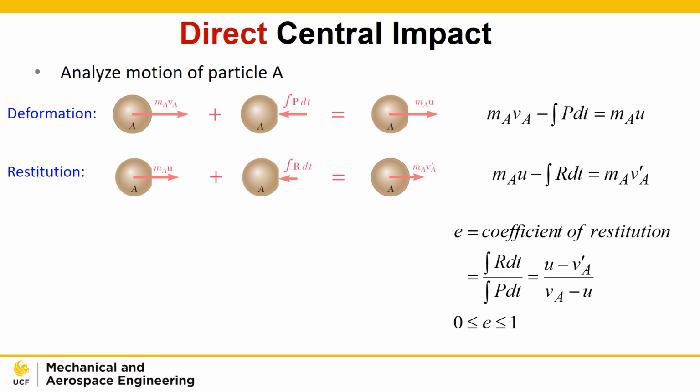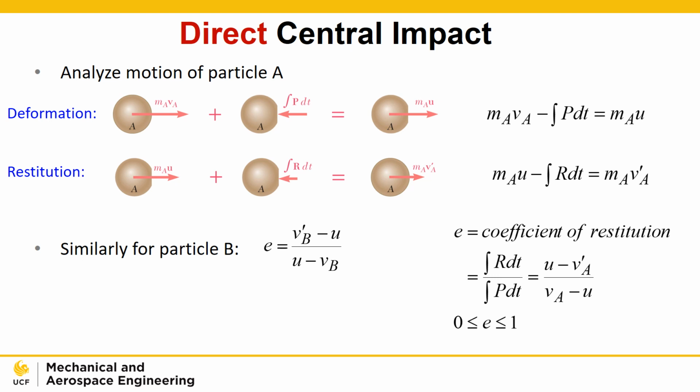From the equations of impulse and momentum during the deformation and restitution phase, we can also write down that E is equal to U minus VA prime over VA minus U. If we do a similar analysis on particle B, then we'll get the coefficient of restitution E to be VB prime minus U over U minus VB.